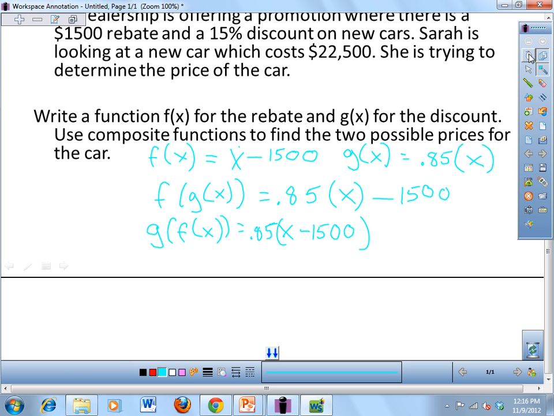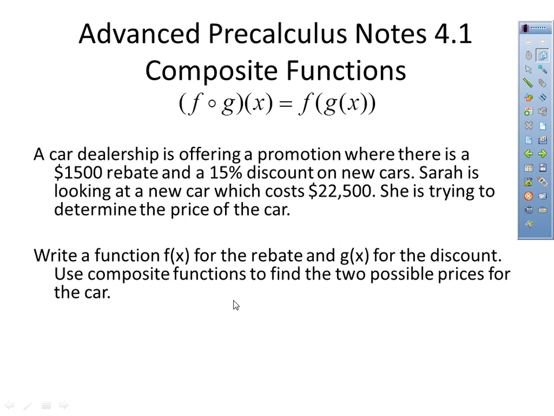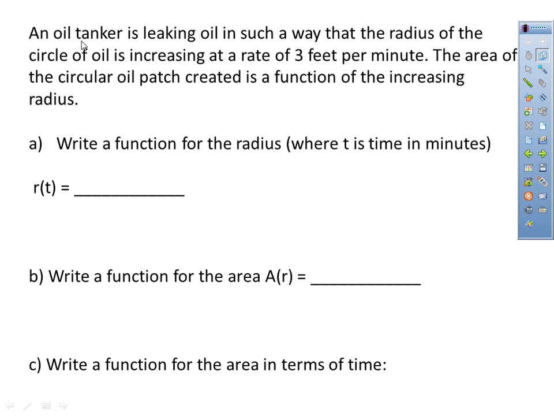So another type of composite function that we're going to move on to is an oil tanker. An oil tanker is leaking oil in such a way that the radius of the circle is decreasing at a rate of 3 feet per minute. The area of the circular oil patch created is a function of the increasing radius. Write a function for the radius where time is in minutes. Who can tell me that?